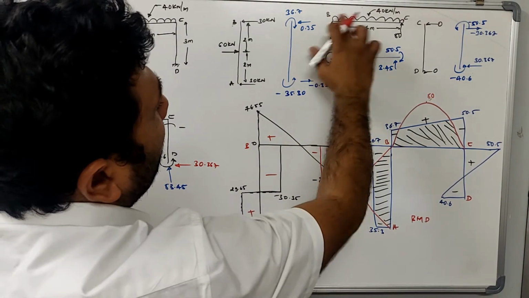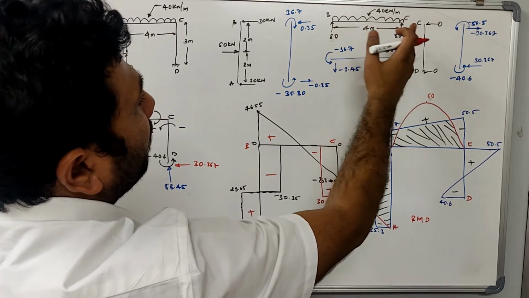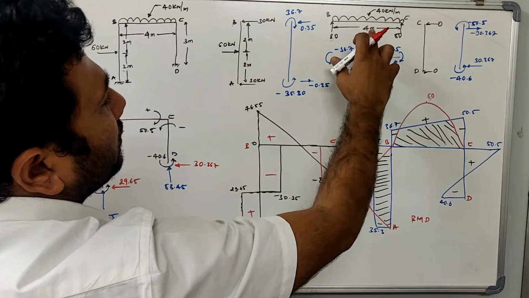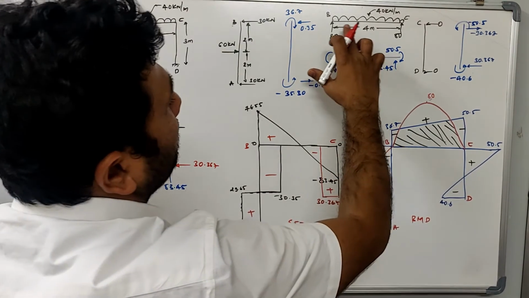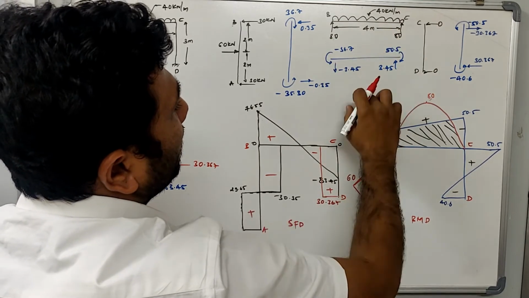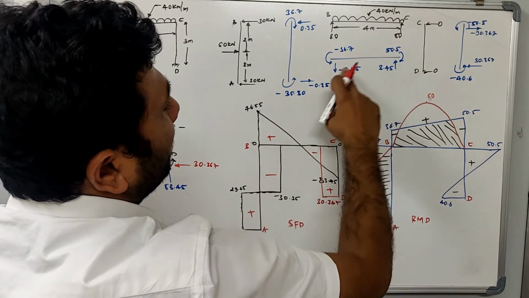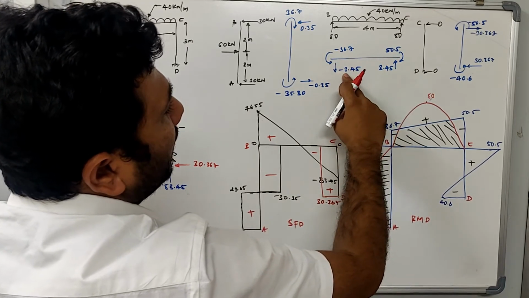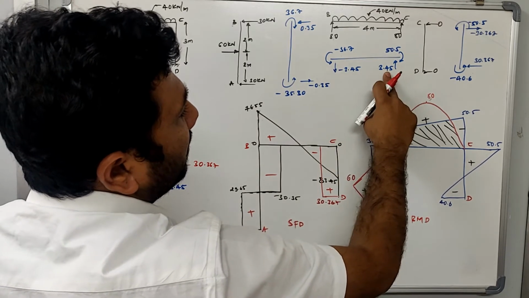Okay. Similarly, I'll go for member BC. Member BC is subjected to UDL of 40 kN. So for member BC, 40 into 4 divided by 2 will give you the reaction, which is 80 kN and 80 kN. Similarly, with respect to end moments, MBC and MCB, I have calculated the reaction. So 50 minus 3.67 divided by 4 will give you the reactions here, which is minus 3.45 at joint B, and at joint C it will be plus 3.45.